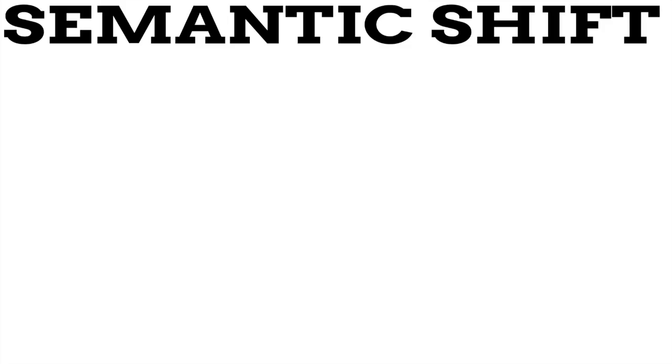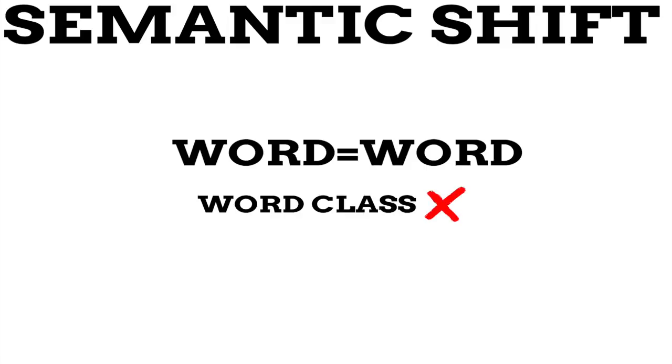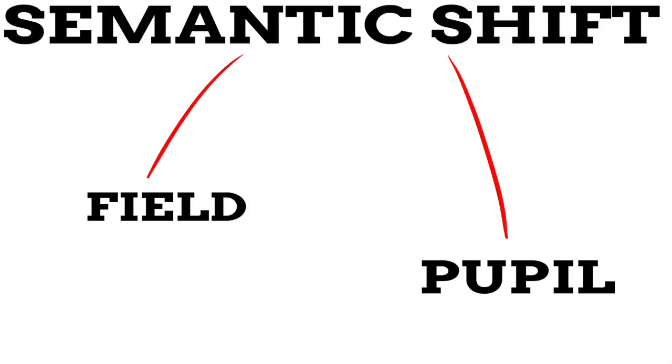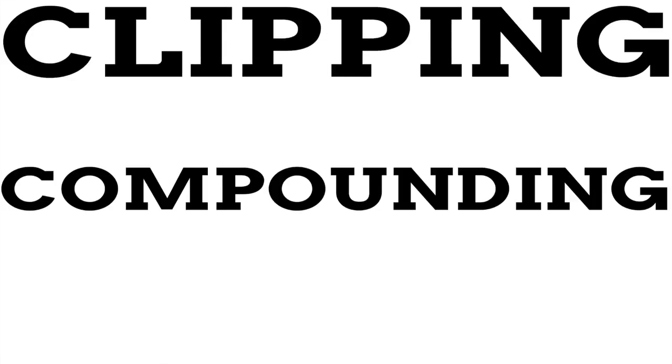Semantic shifts are kind of like conversions, the exact same word, but instead of changing word class, they change meaning altogether. Nouns such as pupil, meaning a student in a school and a bit of your eye, and field, meaning a large area of grass and an area of studies, are all words with semantic shifts. Finally, we can add and remove parts of words to create new words. This is with clipping, compounding, and blending.